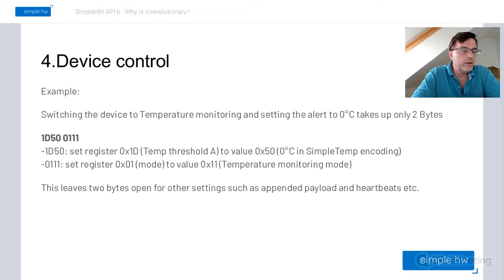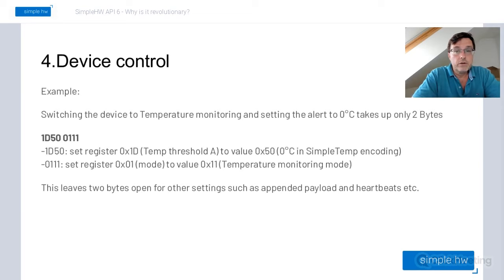I'm sending register 1D, which is the temperature threshold A, to value 50, which is 0 Celsius in simple time encoding. And then I'm sending register 01 to the value 11. So register 01 is the mode, and I set it to the value of 11, which is the temperature monitoring mode. So basically, I get from the dump button, I get a temperature immediately out of the device.